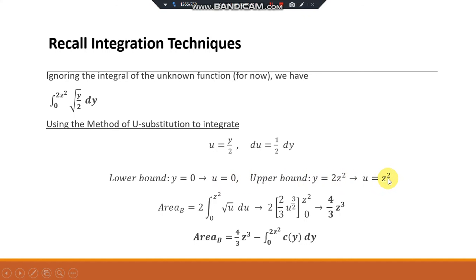So if we change all this inside our area function and grind it out, I mean, when we apply the fundamental theorem of calculus to integrate this and do some little algebra, we come to a conclusion of 4 over 3 z cubed. So the area of the entire region can be seen to be 4 over 3 z cubed minus the integral from 0 to 2z squared of c of y dy.